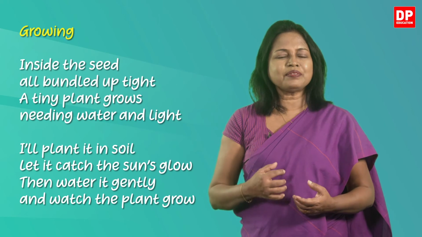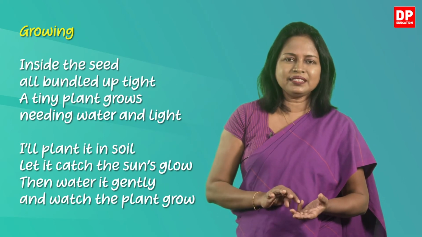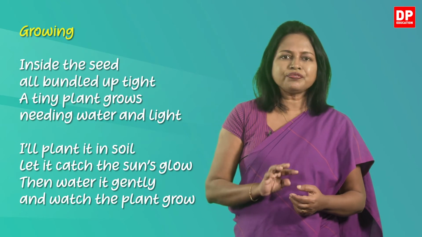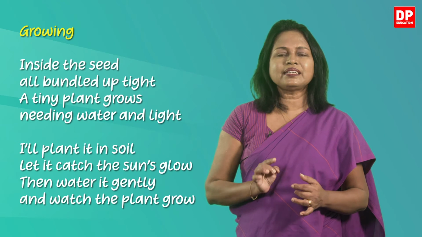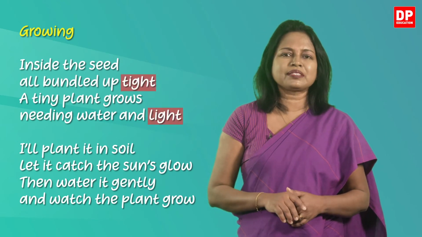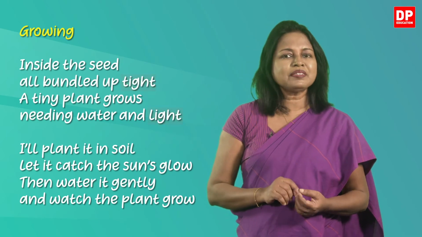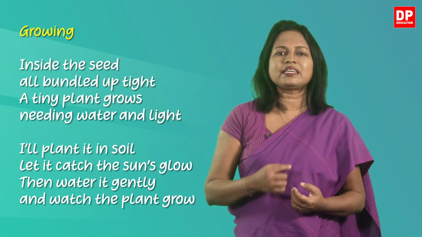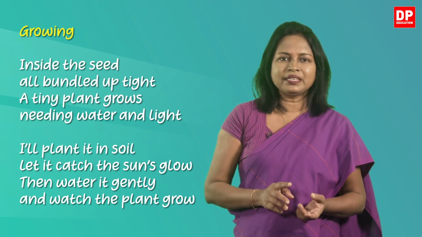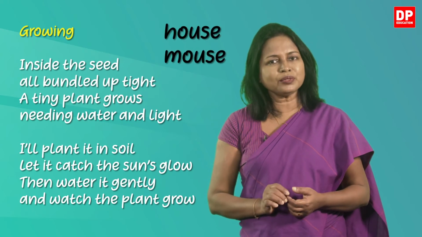Look at the last word of each line. In the first stanza, they are seed, tight, grows, and light. Out of these 4 words, the second and the fourth, tight and light, have similar sounds. They are called rhyming words. Rhyming words are 2 or more words that have the same or similar ending sound. For example, cat and mat rhyme. House and mouse rhyme.